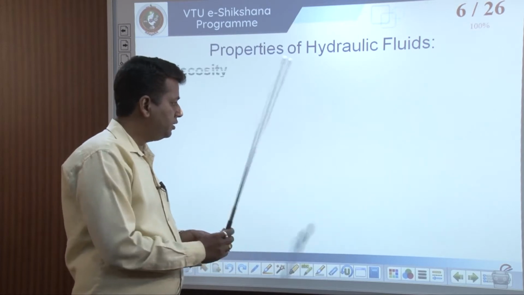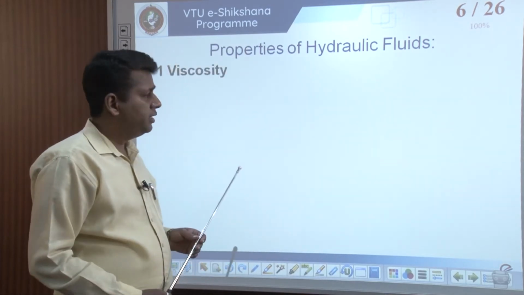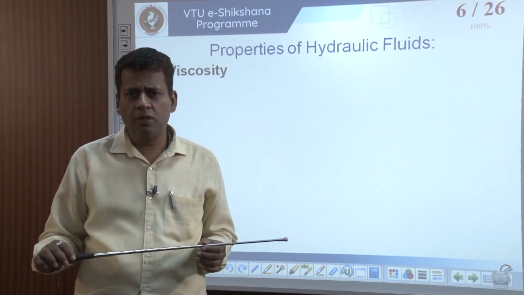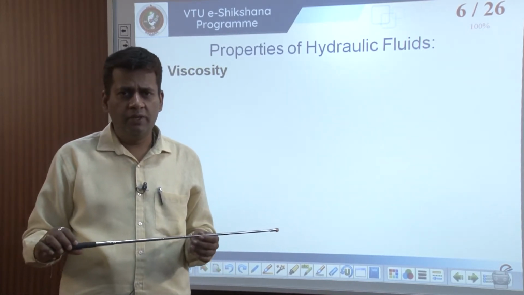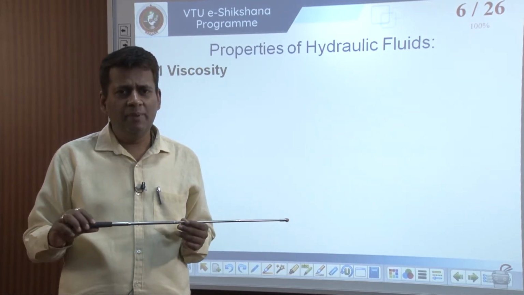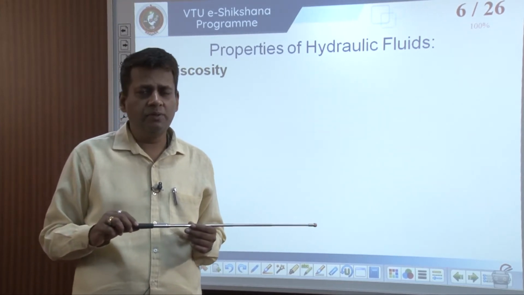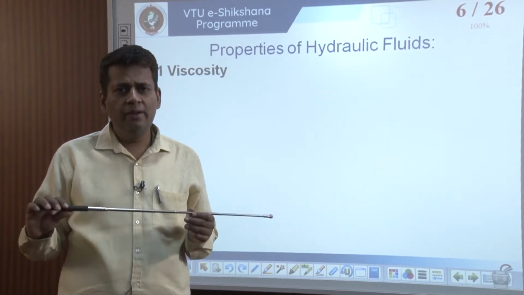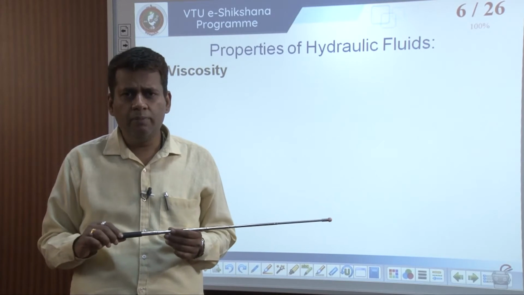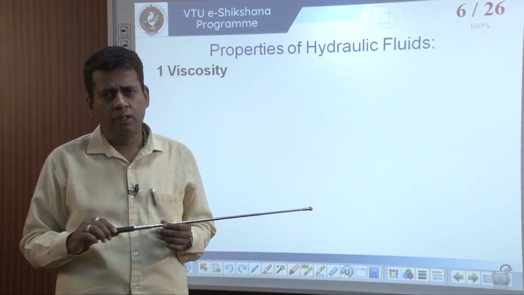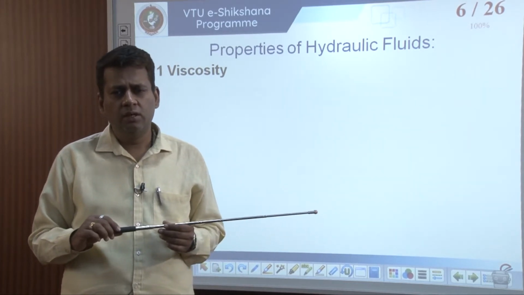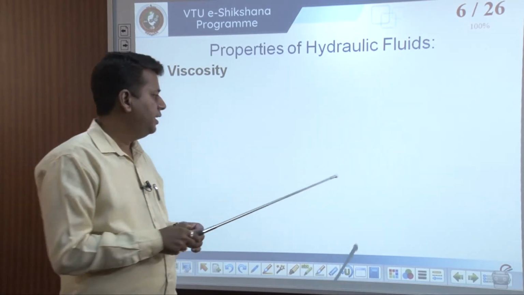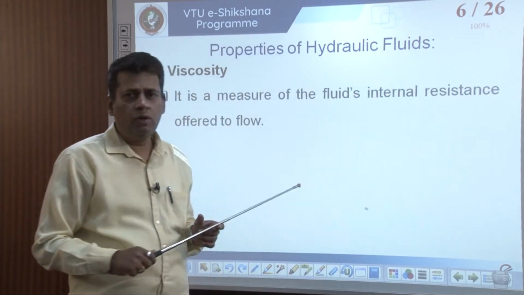Continuing with the next, still now we have studied the different types of fluids which can be used as a working substance in hydraulics and pneumatics. Now, we need to check very important properties of these fluids. The first important property is viscosity. Viscosity is nothing but resistance to flow.